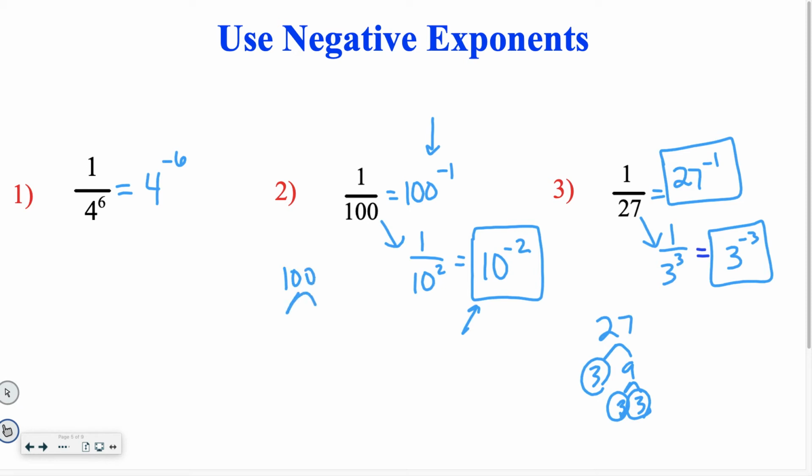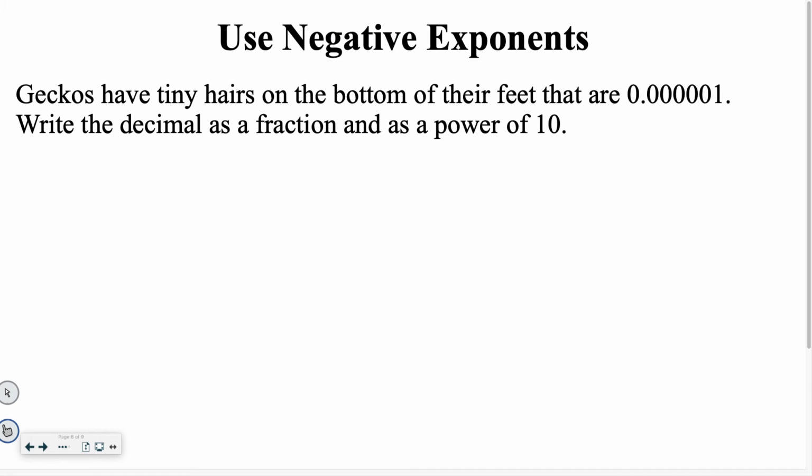100 breaks down into 10 times 10, which works into a nice, perfect square. Yes, 10 could break down more, and you could do 2 squared times 5 squared, but that's going further than you need to right now. All right, let's look at a word problem.